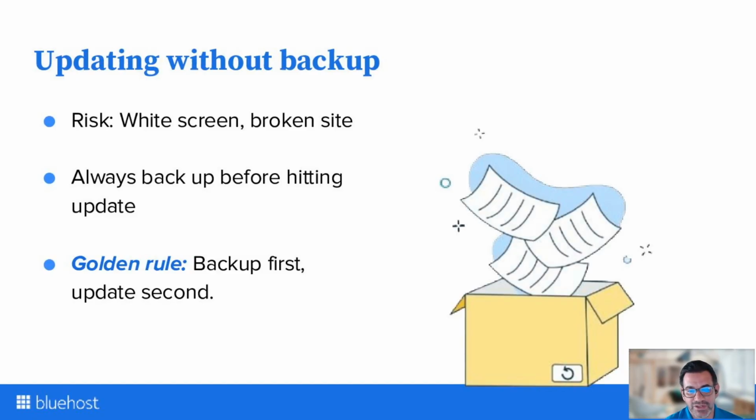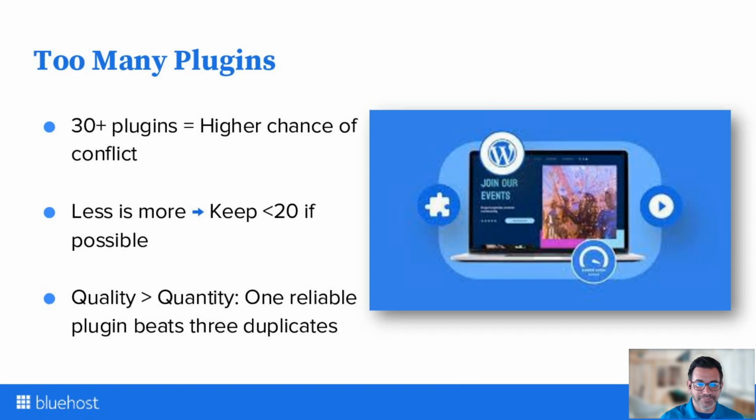You're going to get, more than likely, these types of errors, and that's where you want to make sure that you can just restore back. So you want to go one step at a time. You want to back up first, and then you want to update second, not the other way around.